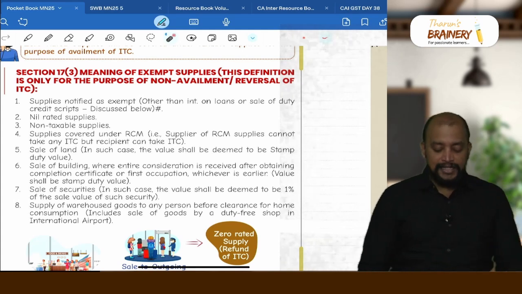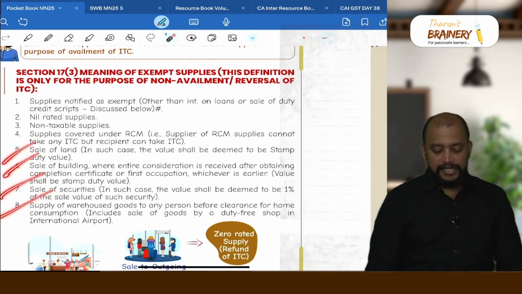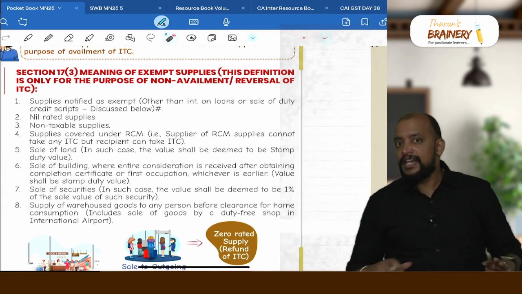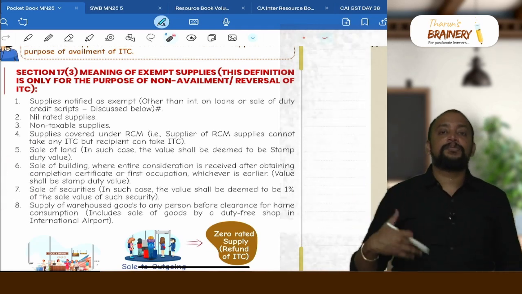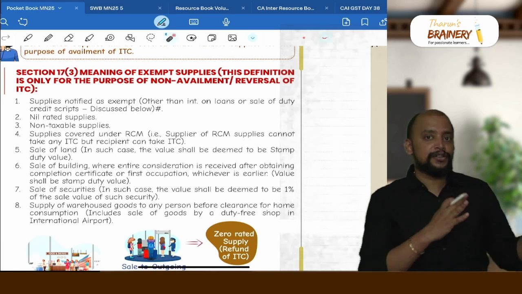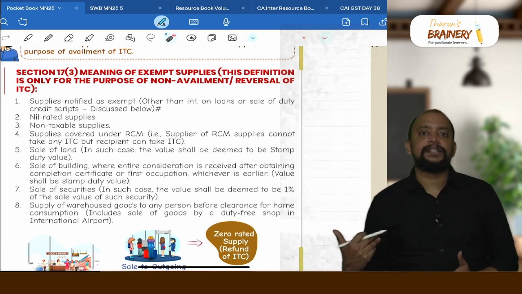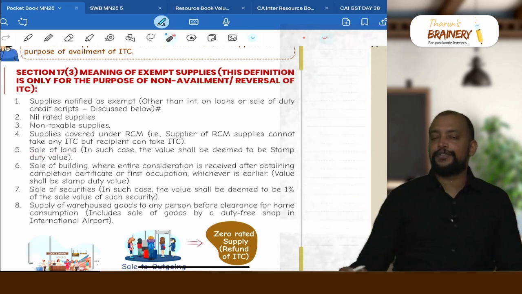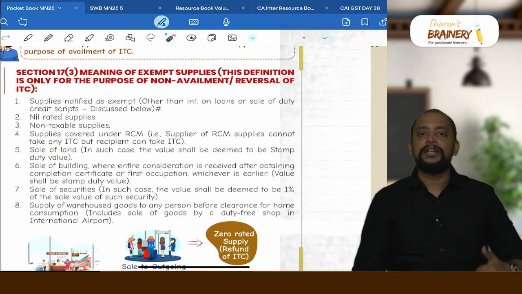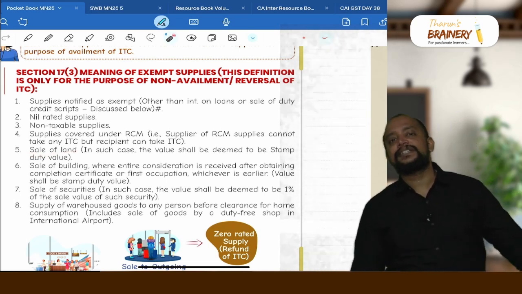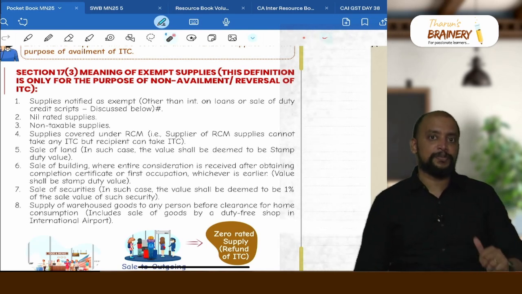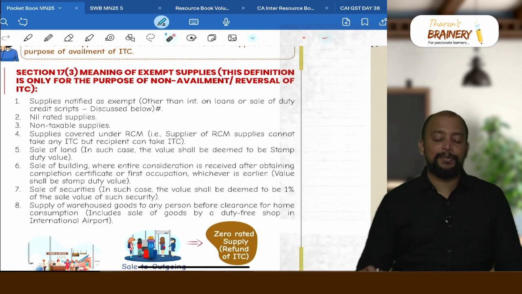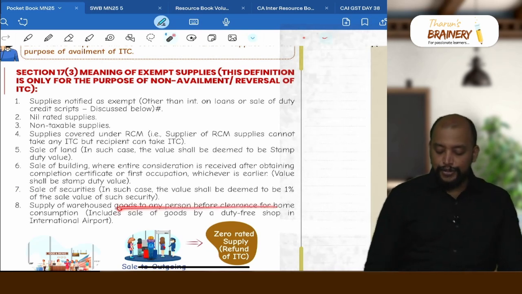Then next 4, sale of land, sale of buildings, sale of securities and supply of warehoused goods under customs. These 4 are actually not a supply but treated as exempted supply for the purpose of availment of ITC. For payment of GST it is not a supply. For the purpose of computation of ITC it is treated as exempted. In case of land we need to take stamp duty value, in case of building also we need to take stamp duty value, but which building is sold? Sale of building where entire consideration is received after obtaining completion certificate or first occupation, whichever is earlier. Then sale of securities, 1% of sale value will be taken, and supply of warehoused goods to any person.